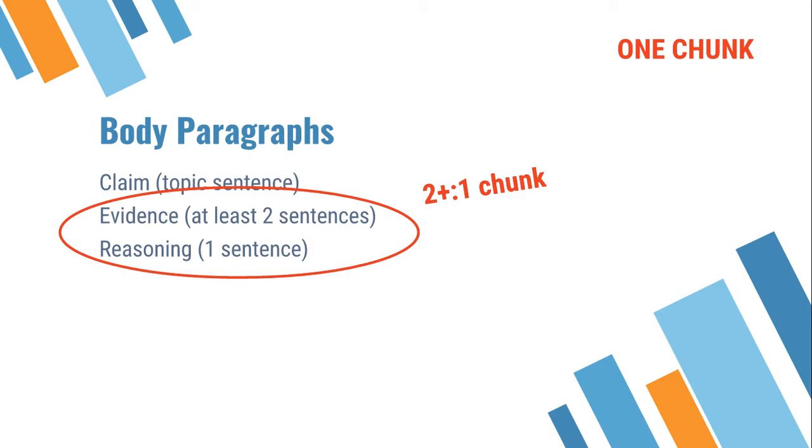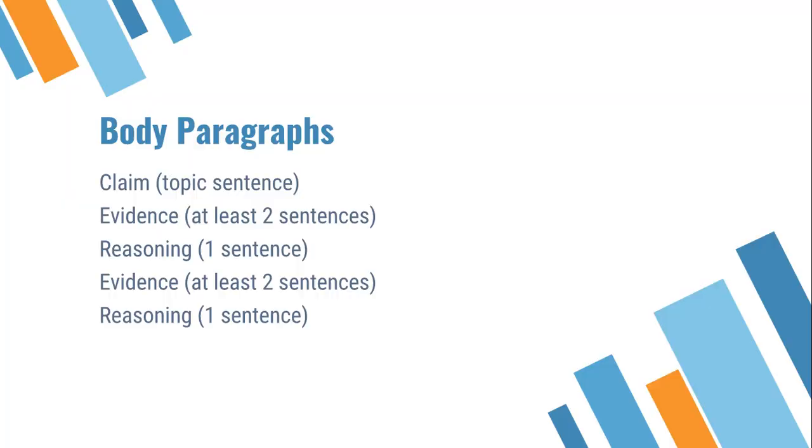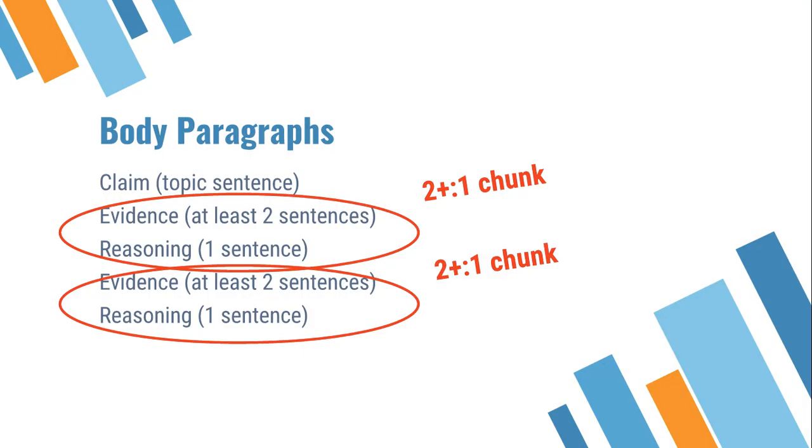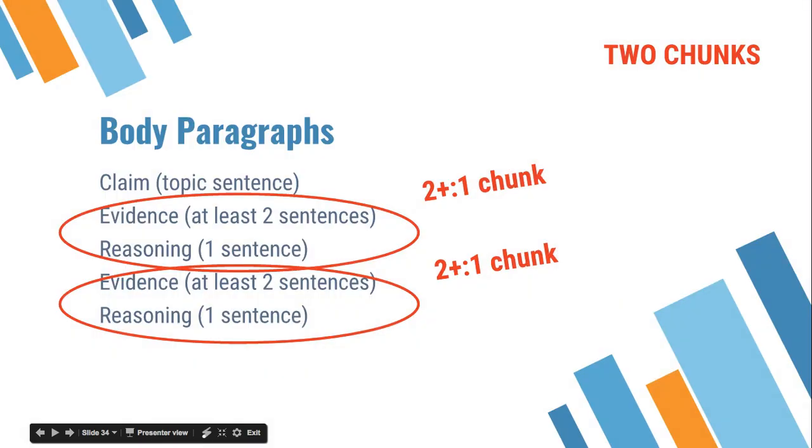Now we can push our writing a little bit further and make our writing even stronger by following it up with another pair. We can go CER, ER, and do the same thing again. Another 2 sentences of evidence, and another sentence of reasoning. In this type of body paragraph, we would actually have a topic sentence, a 2 plus to 1 chunk, another 2 plus to 1 chunk, and we can call this 2 chunks. So this would be considered a 2-chunk body paragraph.